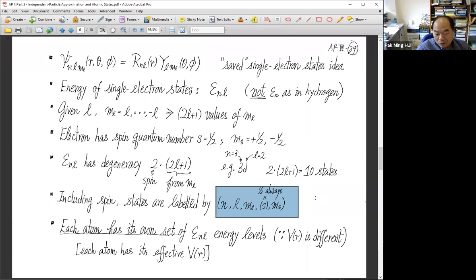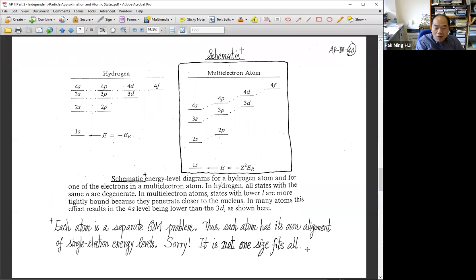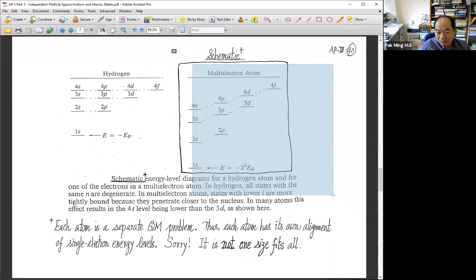So all in all, it relies on the single-electron picture of many-electron atoms. Therefore, you finally see the old picture that you saw before, okay? But let me remind you, each atom is a separate QM problem. Don't take one alignment and assume it works for all atoms, okay? Practically, it is good to remember one pattern like this, because the alignment is more or less the same, but the numbers will be very different.